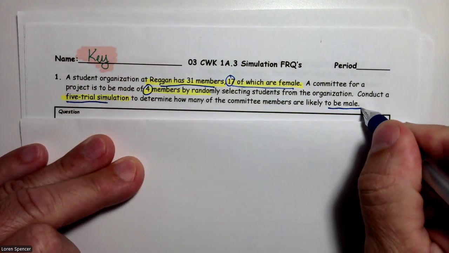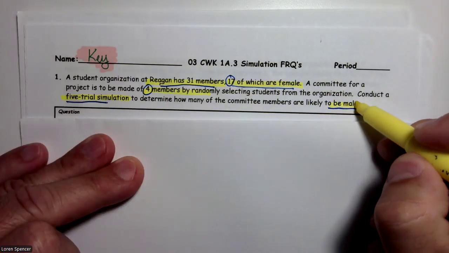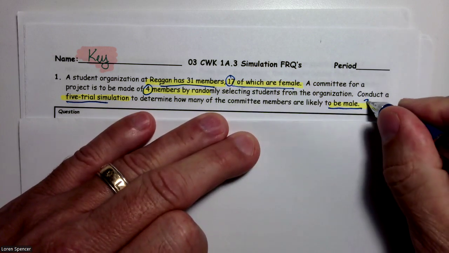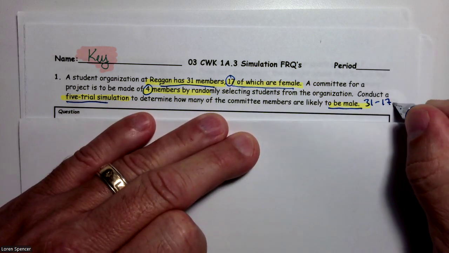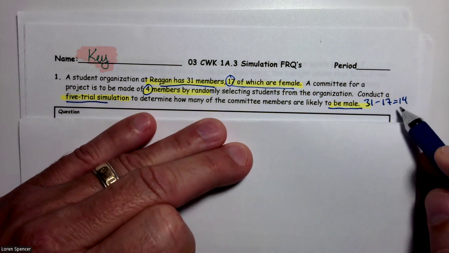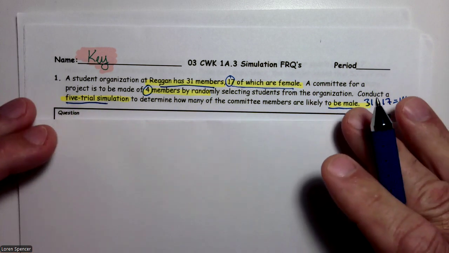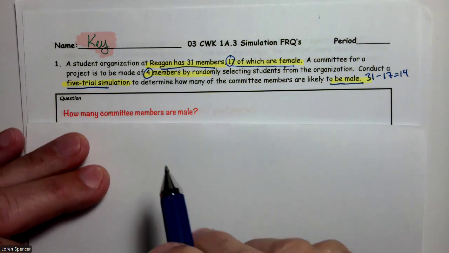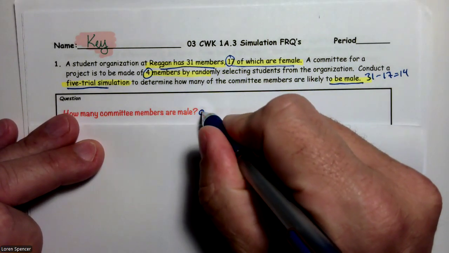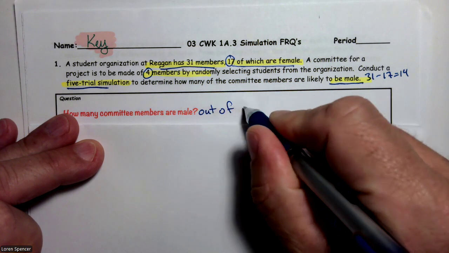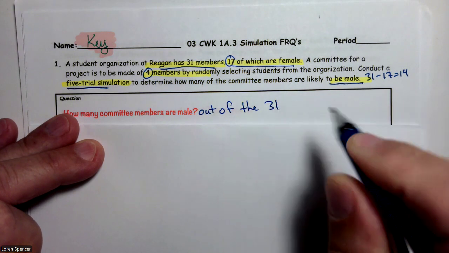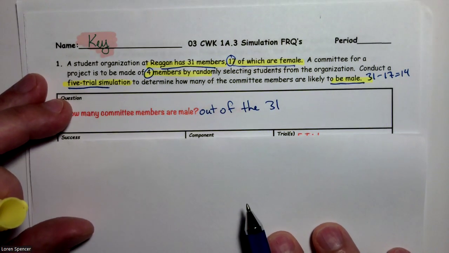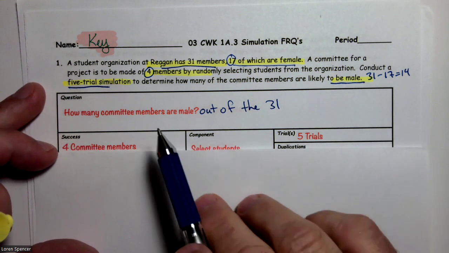Okay, so first off, how many are male in the organization? That's a good question. If there are 31 members, 17 of which are females, then 31 minus the 17 equals 14. So it looks like there's 14 males. So the question is, how many committee members are males out of the 31 members? Now you don't have to say the out of the 31. So a success is when you have four committee members.